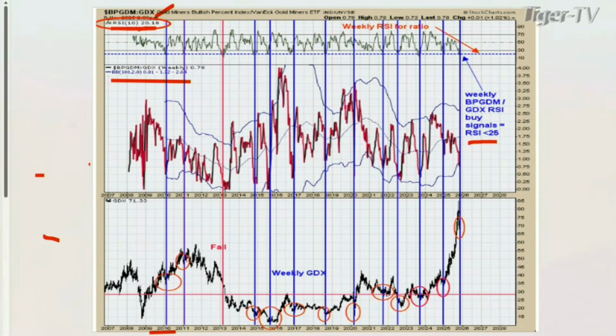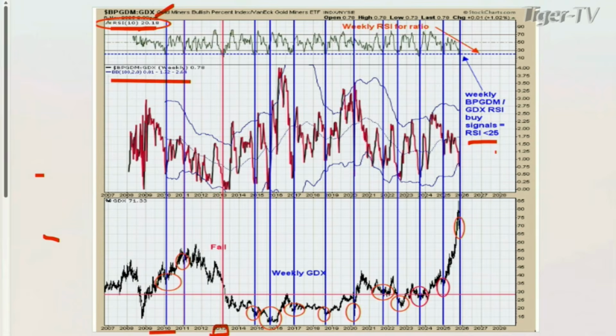All right. So anyhow, this is the bullish percent index for the gold miners index. In other words, it measures the percent of stocks that are on point and figure buy signals. That's what the bullish percent index measures. Then I do a slash GDX, and it works really well. It doesn't give a lot of signals, but the signals that it does give are 92% accurate. The only failure it had was back in 2013. All the other ones work pretty well, and we're on one right now.